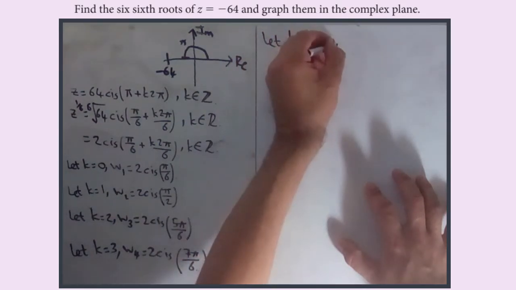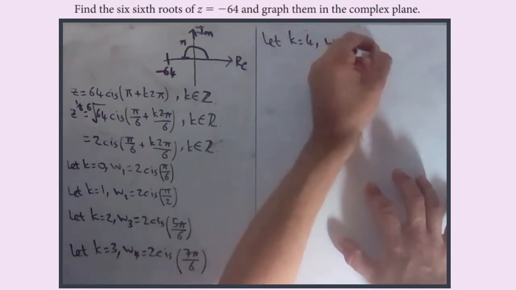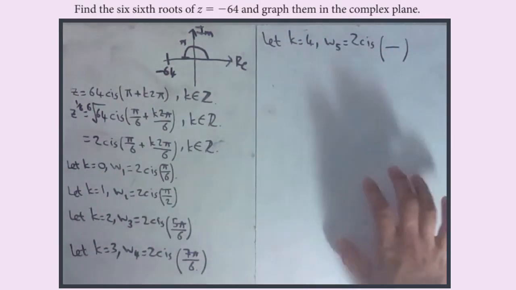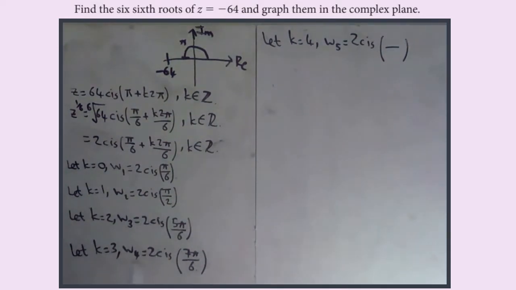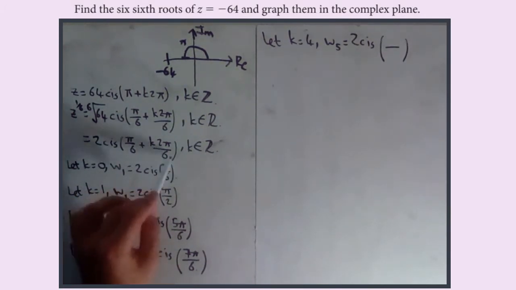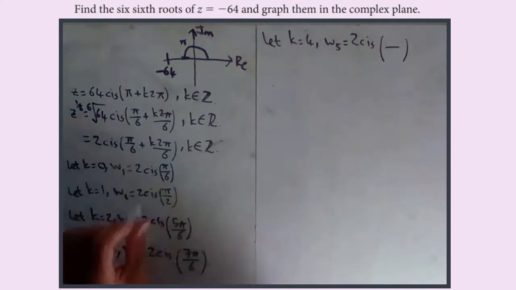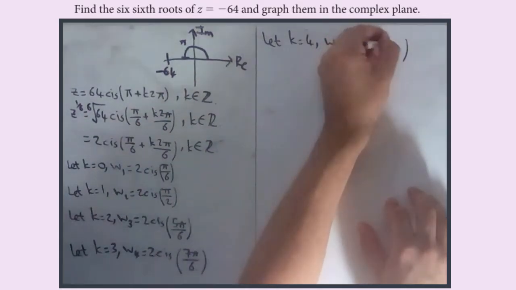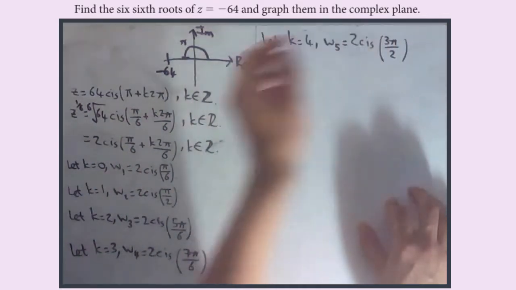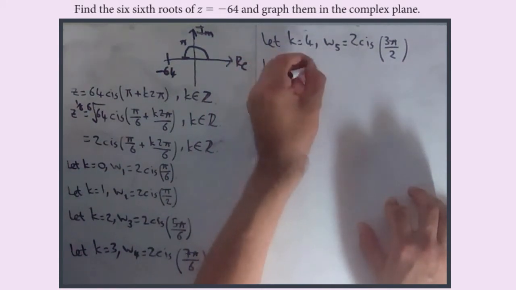Okay, so the fifth root, W5, would be 2 cis. Now we are getting to big numbers, maybe we should have used some of those negatives. But we have 4 times 2 is 8. 8 pi by 6 plus pi by 6 is 9 pi by 6, which is 3 pi by 2. 3 pi by 2. And the last one, let k equal 5.